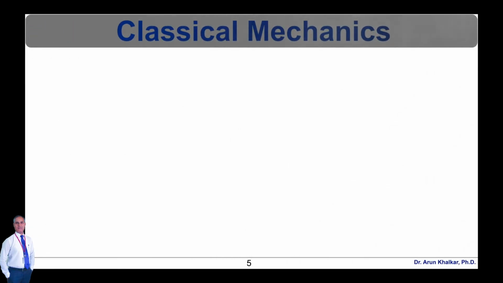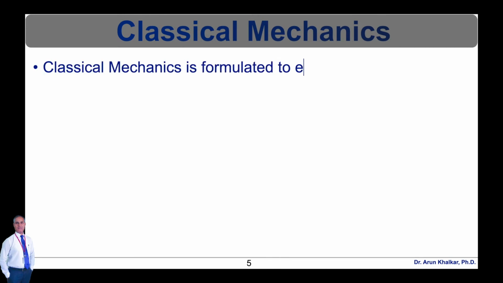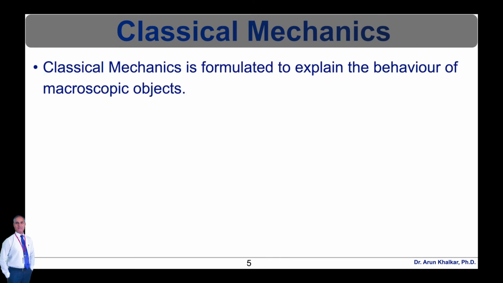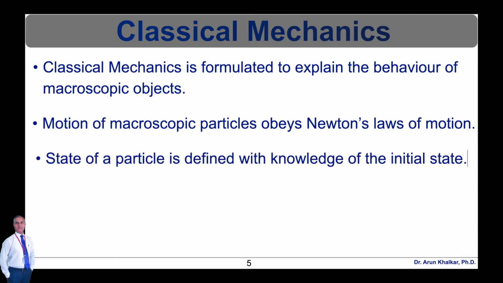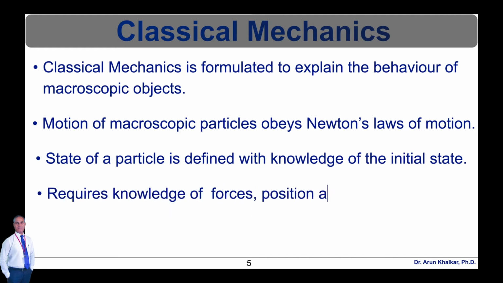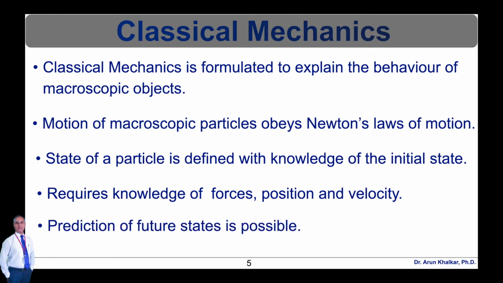In classical mechanics, following points are very much important. Classical mechanics is formulated to explain the behavior of macroscopic objects. Motion of macroscopic particles obeys Newton's laws of motion. State of a particle is defined with knowledge of the initial state. It requires knowledge of forces, position, and velocity. Prediction of future state is possible. So these are the very important points in classical mechanics.